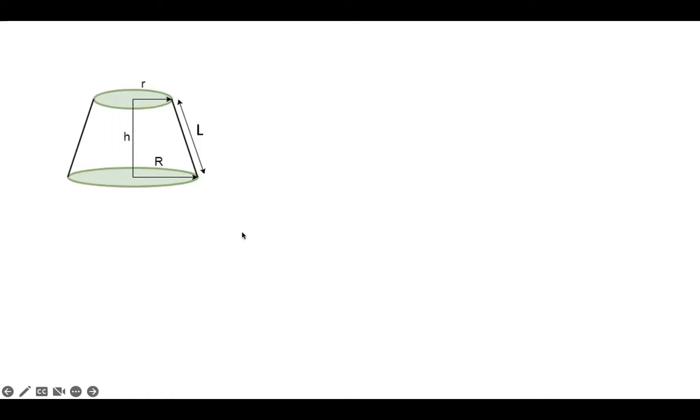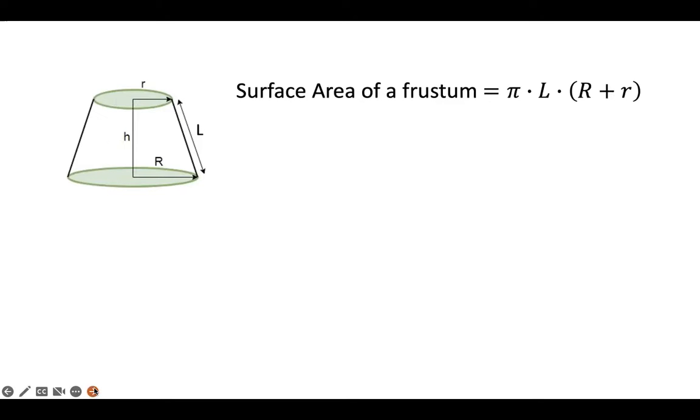And it is a challenging exercise, and I encourage you to watch my other video to prove this fact, that the surface area of a frustum is pi times L times the bigger radius plus the smaller radius. Pi r L was the surface area of a cone. So it's kind of interesting that pi L times R plus r is the surface area of a frustum.